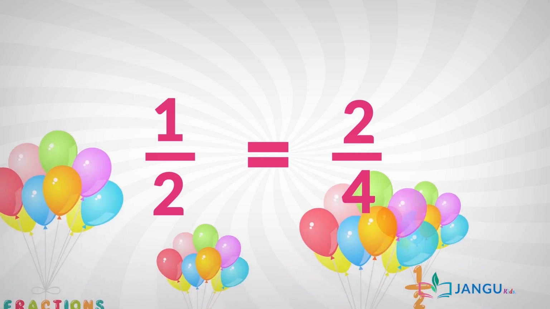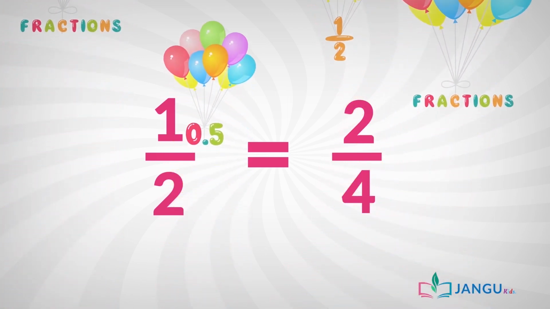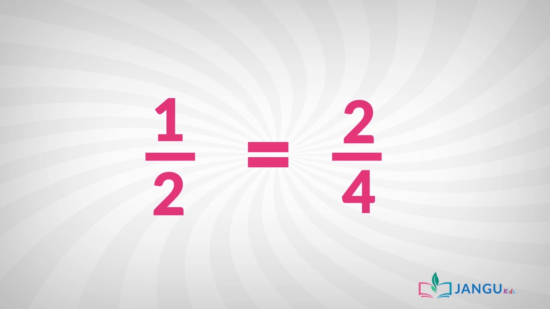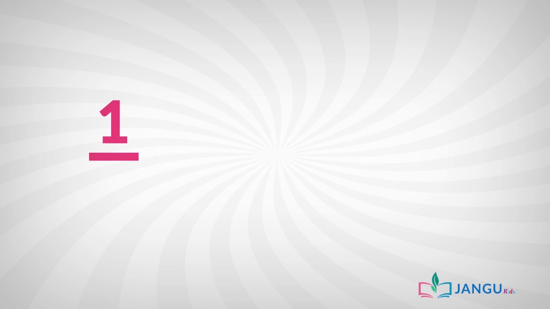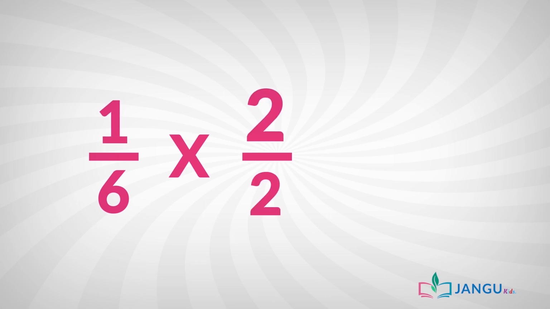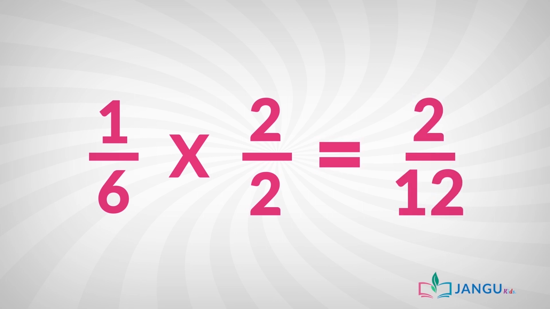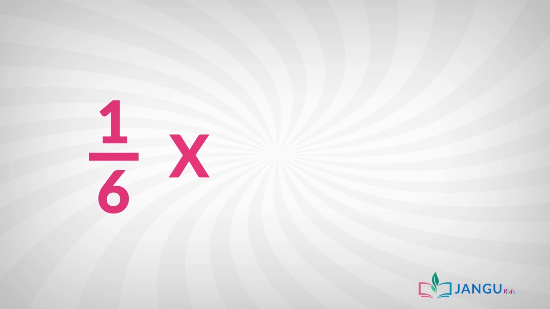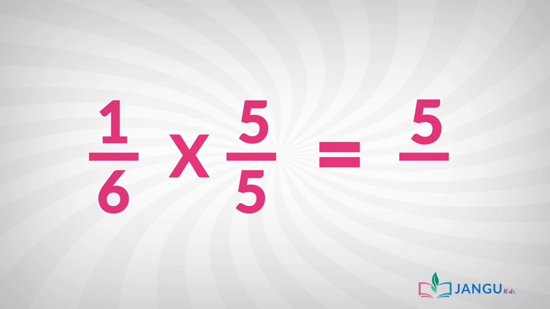Let's try other examples. Write the two equivalent fractions of 1 over 6. We can multiply the fractions by 2. 1 times 2 over 6 times 2. This gives us 2 over 12. We can also multiply it by 5 if we wish. 5 times 1 over 6 times 5. This gives us 5 over 30.